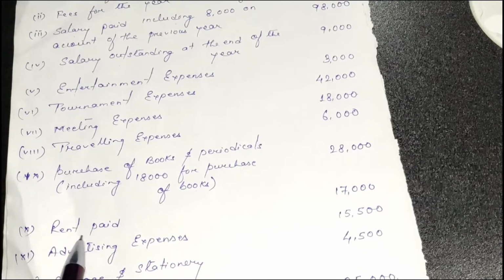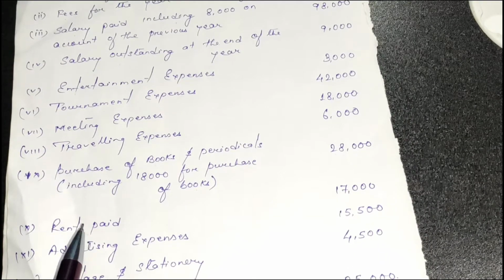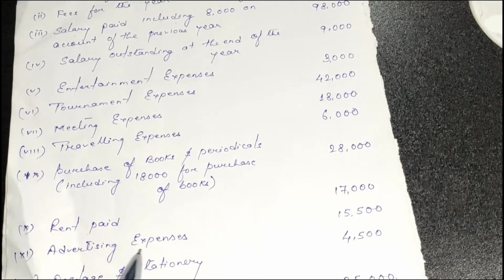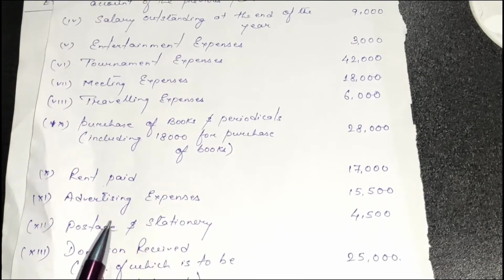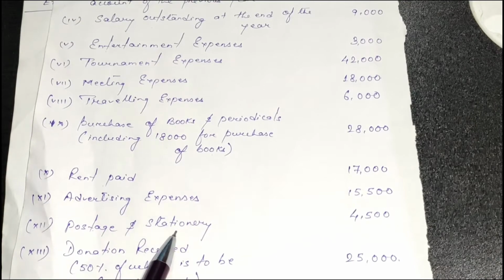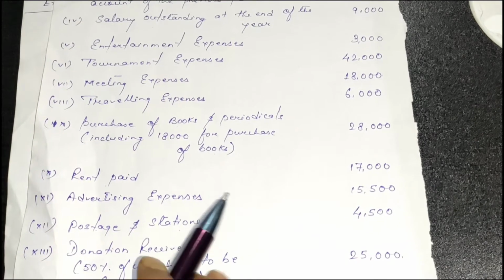Then you see rent paid, yes, it will come in your income and expenditure account. Advertising expenses, it will be coming in your income and expenditure account. Next, postage and stationery, that also will come in your income and expenditure account.